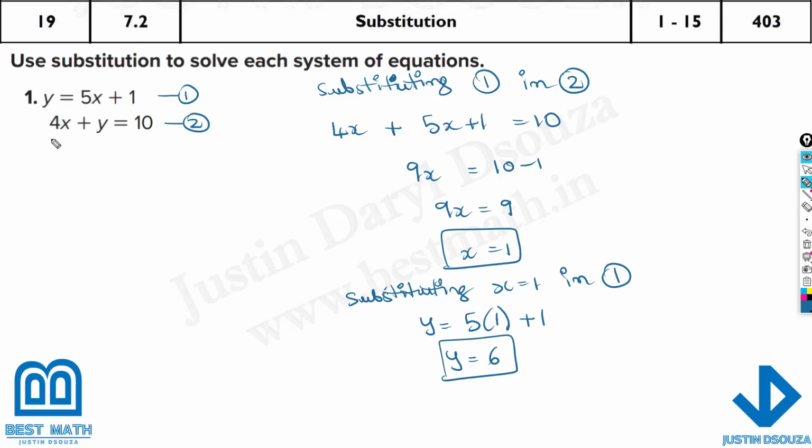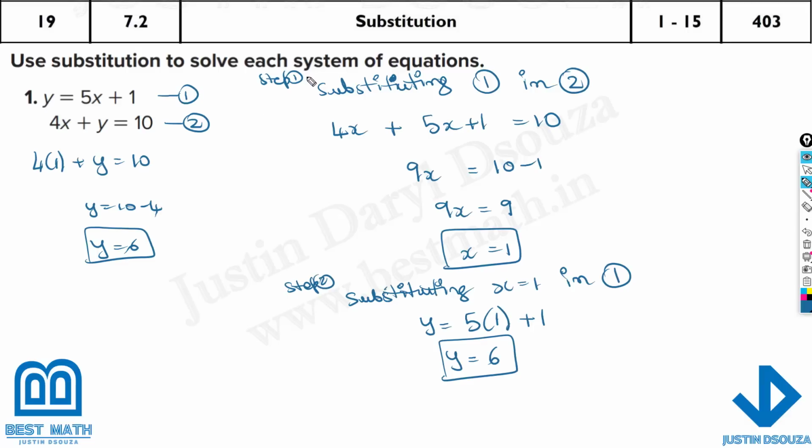Now what if I put it over here? It's going to be 4 times 1 plus y equals 10. And 4 to the other side will be y is equal to 10 minus 4. Y will be equal to 6. It's the same answer. But you don't need to do this. Only write this one, step 1. And then we have here step 2 to find x and y.